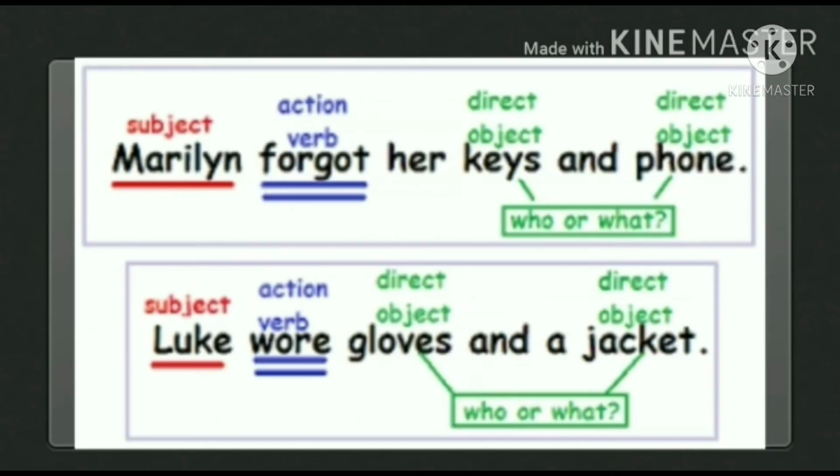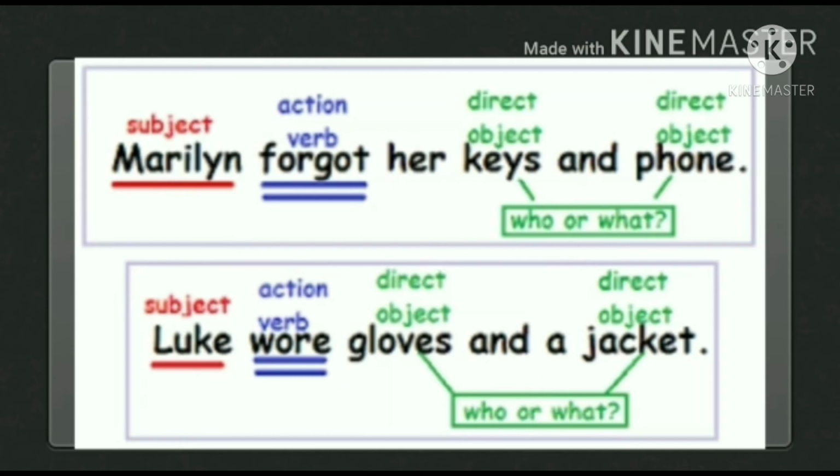Coming now to the next examples. Marilyn forgot her keys and phone. Now here Marilyn is the subject, forgot is the action verb, and the direct object is what? Subject plus action verb plus the word that answers what or whom. So Marilyn forgot her keys and phone. Now you can see here we have two direct objects answering to what. Marilyn forgot what? Keys. So that is a direct object. Now we have the other object also, that is the phone. What she forgot? Keys and phone. So the words keys and phone, they both are direct objects.